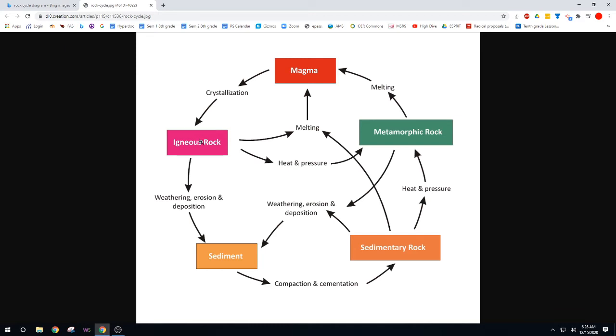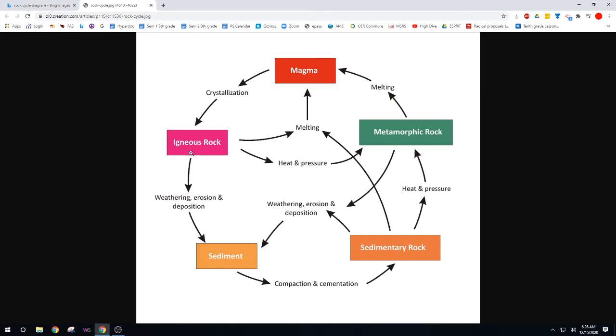In order to get an igneous rock, it has to come from molten rock or melted rock. Melted rock is called magma. So anytime we see or hear melting magma, we think igneous. Okay, so melting gives us magma, which gives us igneous rock. And igneous rock can melt and go back into magma.